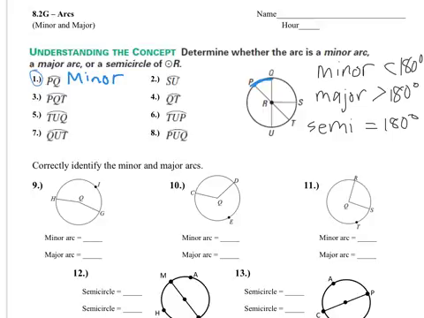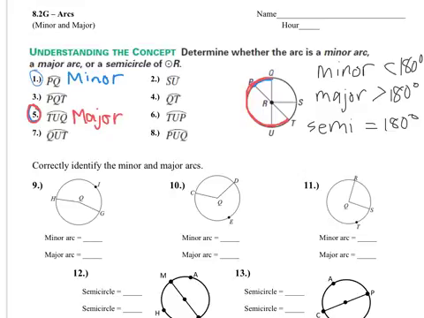Now let's look at problem number 5. Arc TUQ. So we start at T, go to U, and then all the way over to Q. As you can see, that arc is bigger than half of the circle, so that is a major arc.